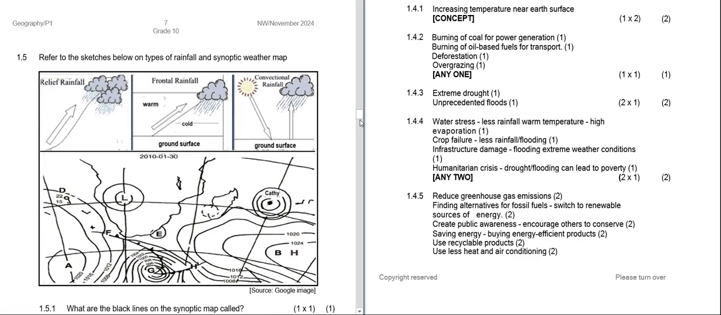So moving on to question 1.5, which is refer to the sketches below on types of rainfall and synoptic weather map.